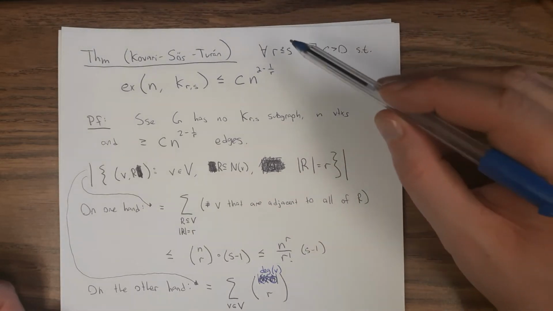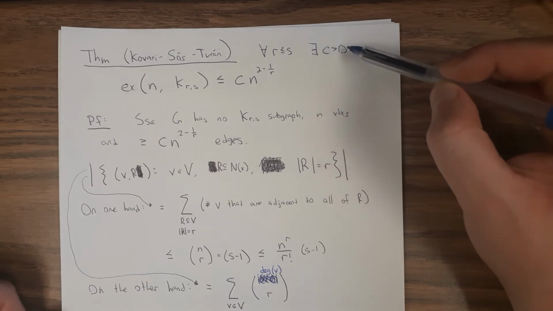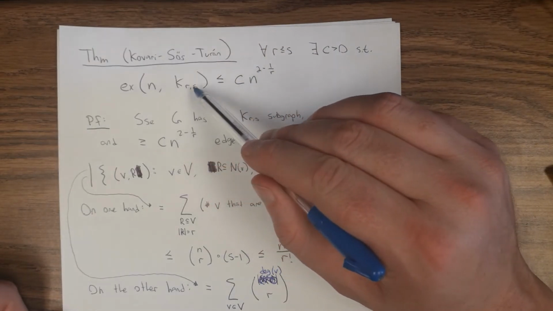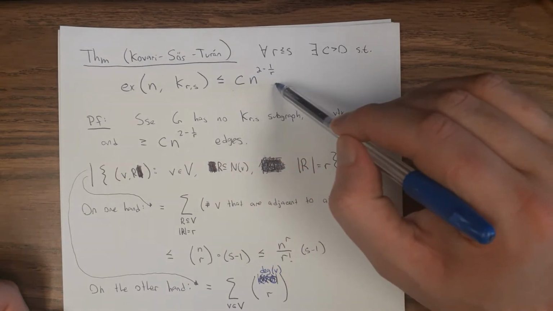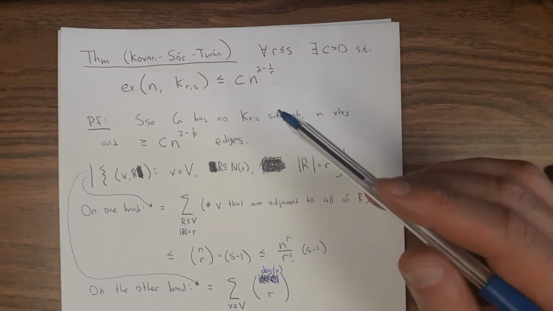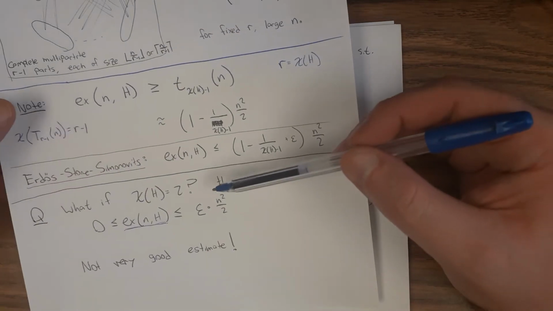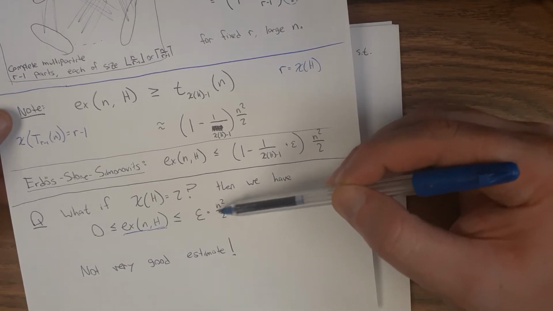So for all r less than or equal to s, there exists a constant c such that this extremal number is less than or equal to this, which is better than the previous upper bound, of course. The previous upper bound was like a small coefficient times n squared.